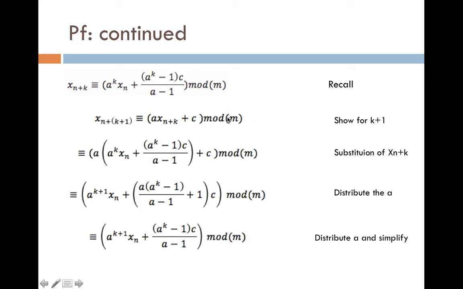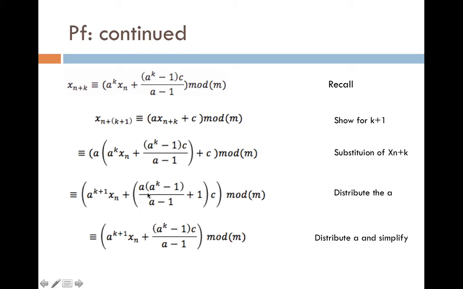After showing it for k plus 1, we want to substitute the x sub n plus k value into x sub n plus k plus 1. This gives us the following. After that, we want to distribute the outside a to the inner terms, a to the k plus 1 times a. This is just pulling a 1 out of a times a minus 1. The c is still there.